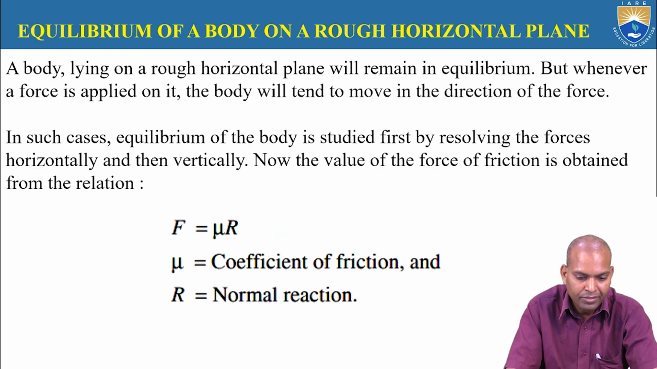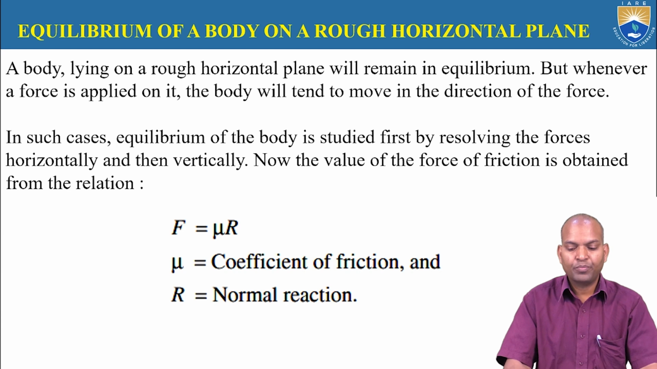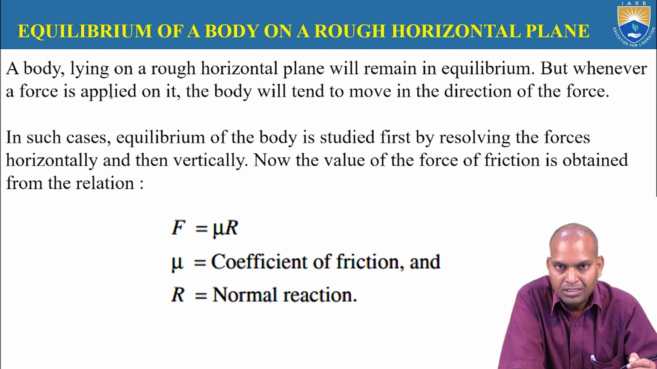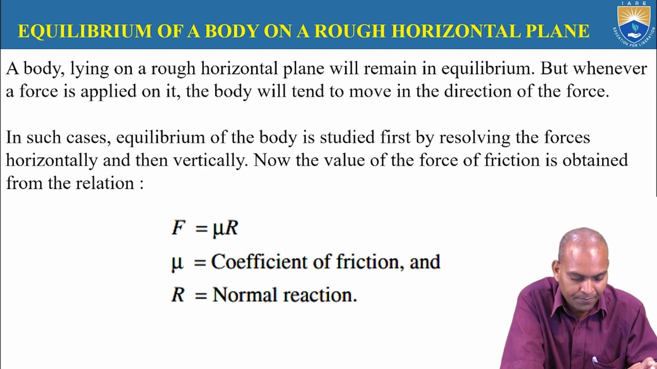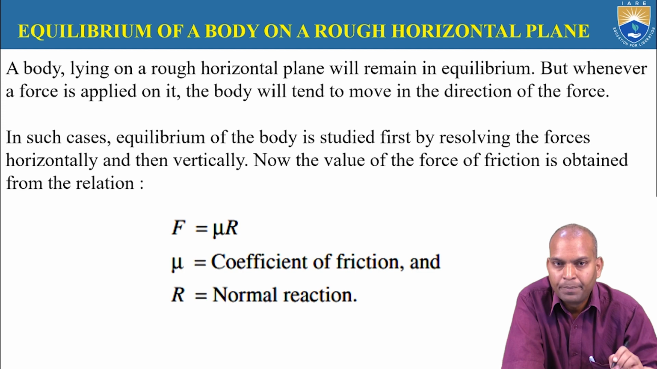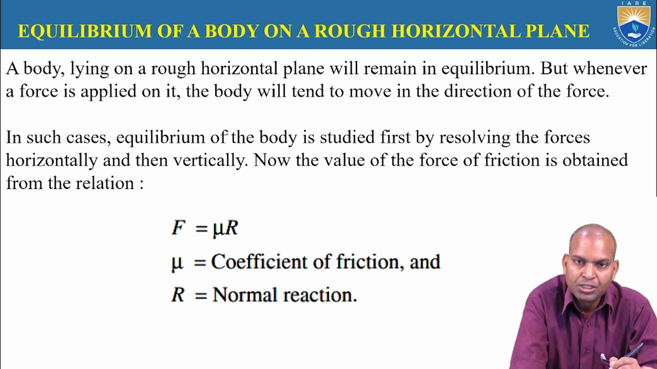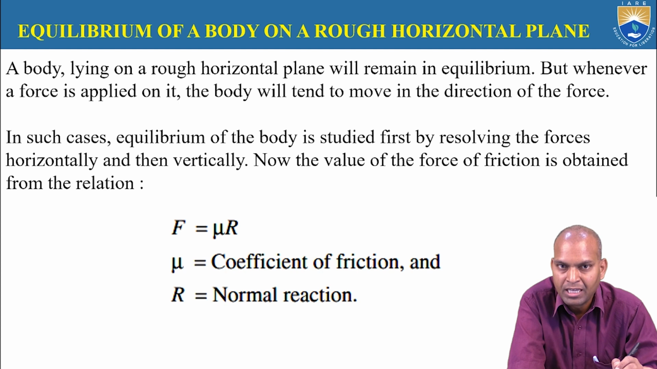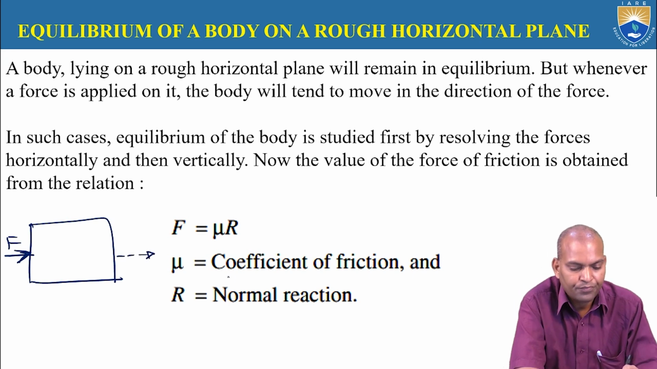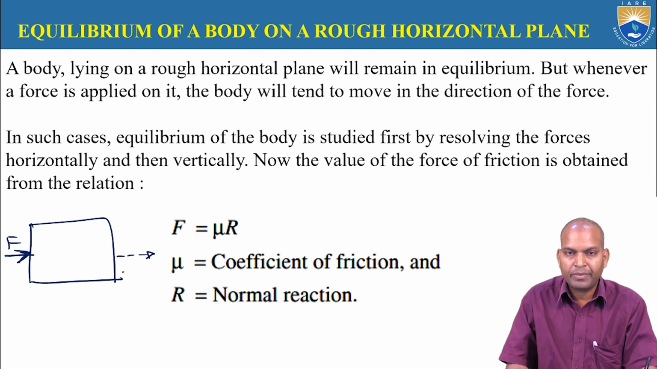Okay, so very important. Now here, what is the equilibrium on a horizontal surface? Now we are coming to solving the concepts of horizontal plane and inclined plane. When your body is lying on a horizontal plane, it will remain in equilibrium. But whenever a force is applied on it, what will happen? The body tends to move, or begins to move, in the direction of the force. In such cases, you apply the force F. It tends to move. So, equilibrium of the body is found first by resolving the forces horizontally and then vertically.